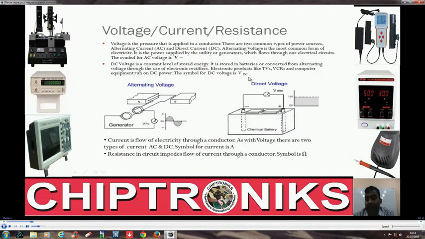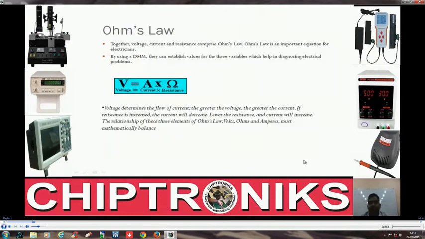And we must assume in a schematic diagram, if there is nothing mentioned, you should assume that this is a direct voltage, a DC voltage, because any electronic PCB or electronic device finally works on a DC voltage. Resistance, as I said in the previous slide, is a restriction to the flow of current, and the symbol is omega.